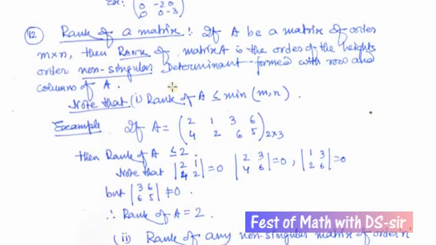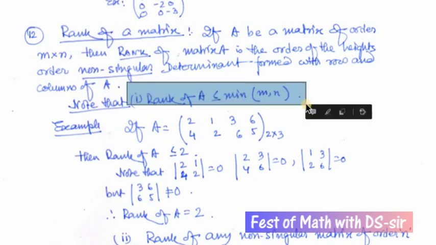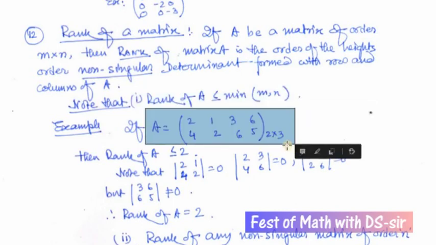Later I will discuss the rank with an example. Now note that rank of A is less than or equal to the minimum of m and n. For example, if the order of the matrix is 3 by 4, then the maximum rank of the matrix can be 3. For example, let's see the matrix A given by a 2 by 3 matrix. So its rank can be at most 2. Now see, the rank of A is less than or equal to 2.